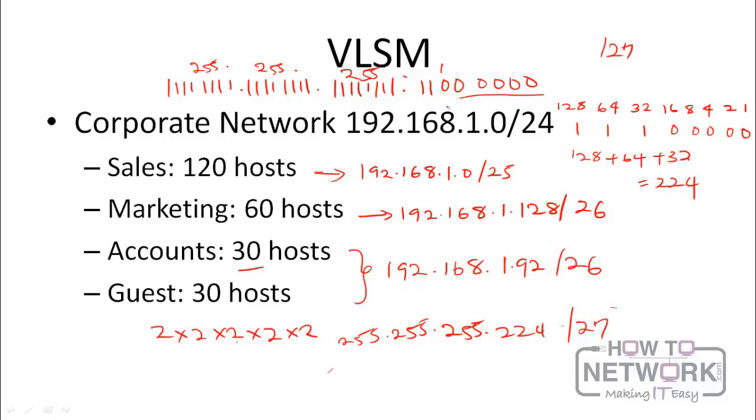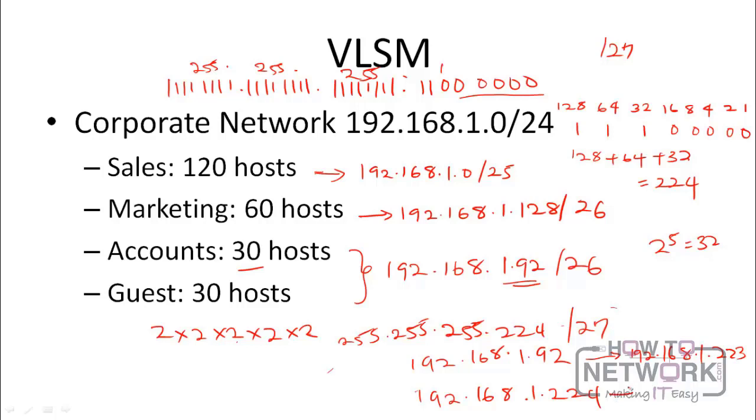And to find the number of hosts, we know that our number of host bits is 5, and 2 raised to the power 5 is 32. So we're going to have an increment of 32 from 192. So it's going to be 192.168.1.192 for the first network. And the next one would be 192.168.1.224. Here, our broadcast address would be 192.168.1.223. And here, our broadcast would be 192.168.1.255.